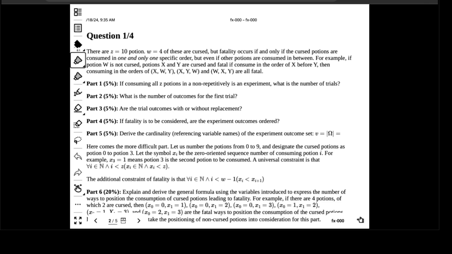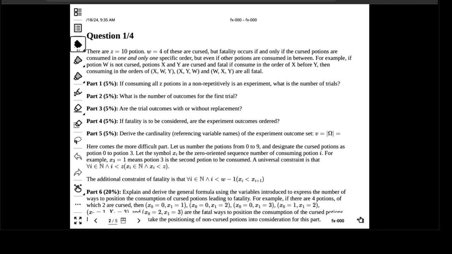But even if the other potions are consumed in between, for example, if potion W is not cursed, potions X and Y are cursed and fatal if consumed in the order of X before Y. So in this case, it's an example: X and Y are cursed and W is not, and it's only fatal when X is consumed before Y. That's just an example. All right, so let's switch to answer mode so that we can actually answer the questions.